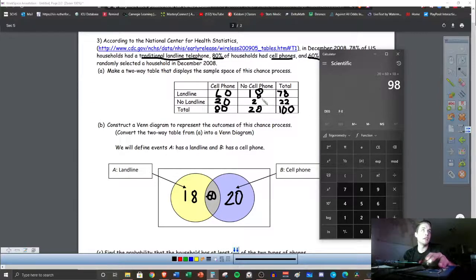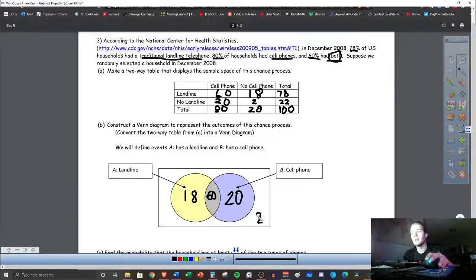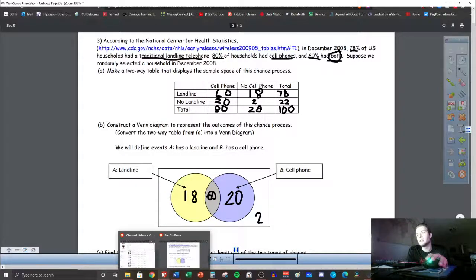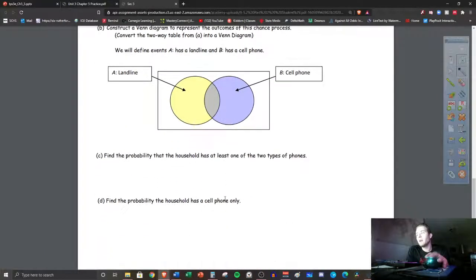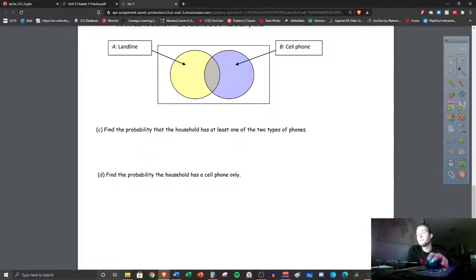Where do I put the no cell phone, no landline group? Well, they actually go outside of both circles. So this is the correct sample space. Okay, this is how you should answer B, and hopefully that makes sense. Ask me follow-up questions if you have any on that. But hopefully that makes sense. If you need to rewind and see the thinking again, you have that option on this YouTube video. Let's answer part C and D.